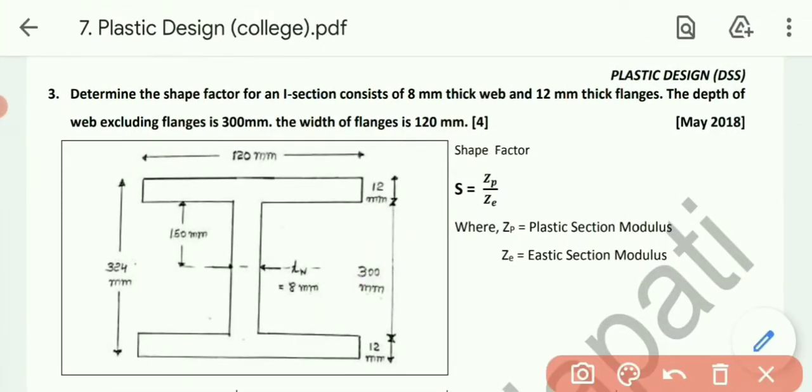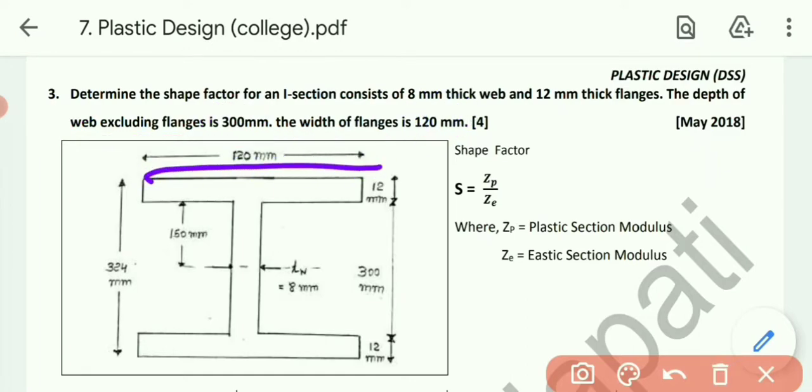Example number 3. Determine the shape factor for an I section consisting of 8 mm thick web and 12 mm thick flange. The depth of the web excluding flange is 300 mm. The width of the flange is 120 mm. Okay, so first of all let's draw the figure.